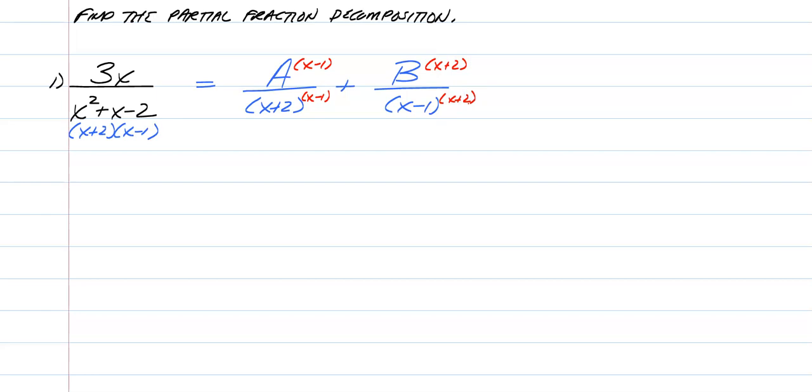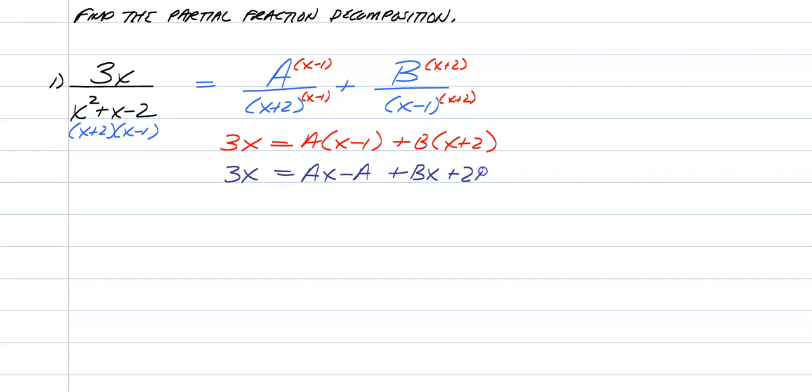Okay, so now what we are going to do is just use the numerator. So if we were to go all the way across, 3x is equal to a times x minus 1 plus b times x plus 2, which of course would give us 3x is equal to ax minus a plus bx plus 2b. And just to make things easier, this has a 3x, so you should add a constant of 0.